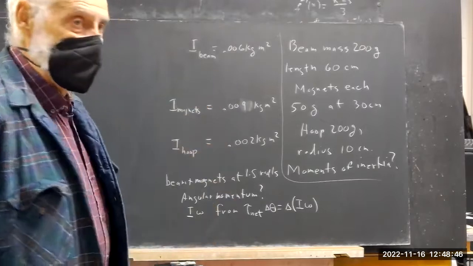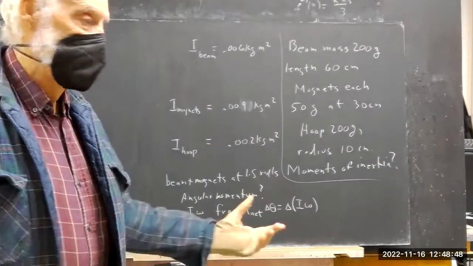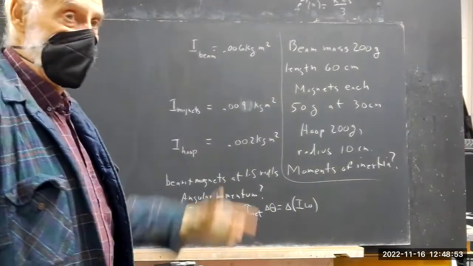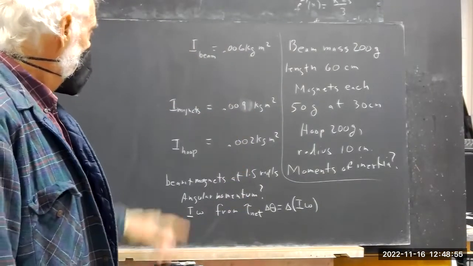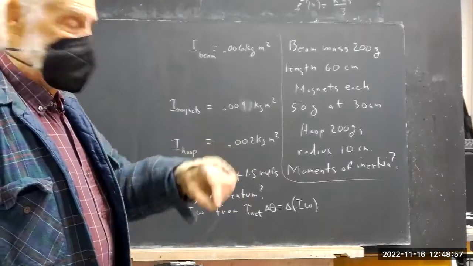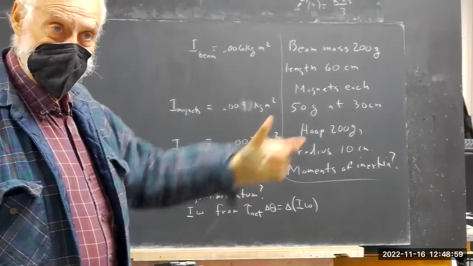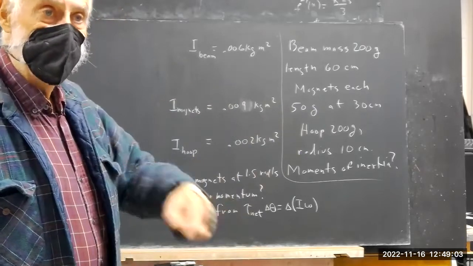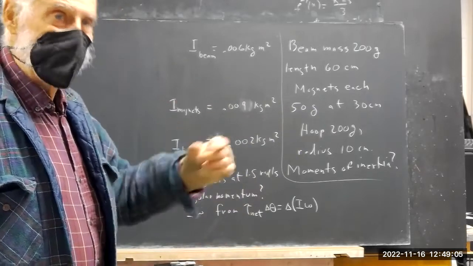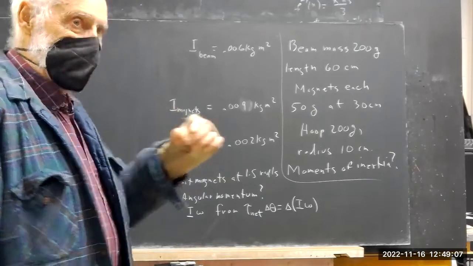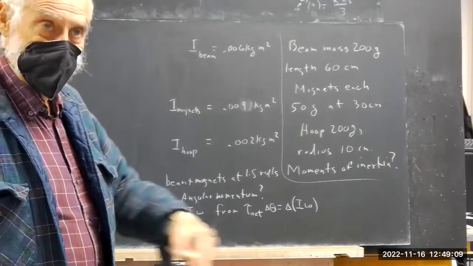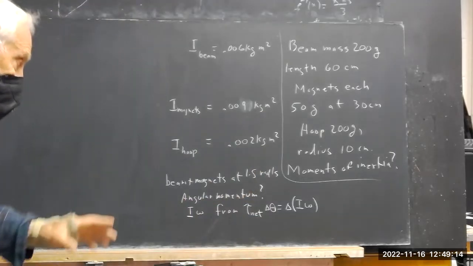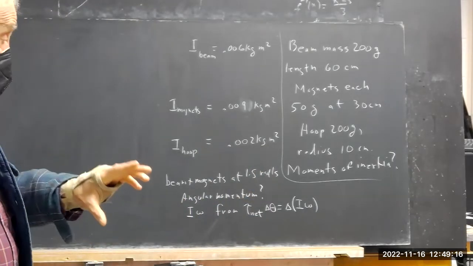We calculate the moments of inertia, very simple. We've been over moment of inertia calculations. It's 1/2 mr squared for the beam, and that's just mr squared for each magnet. And I for the hoop is just mr squared because all the mass is, at least to the extent that this thing can be modeled by a hoop, at the rim, at the same distance. We've talked about all that, so I'm not going to talk about it again.